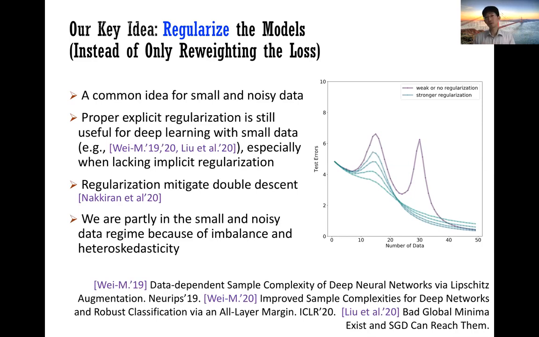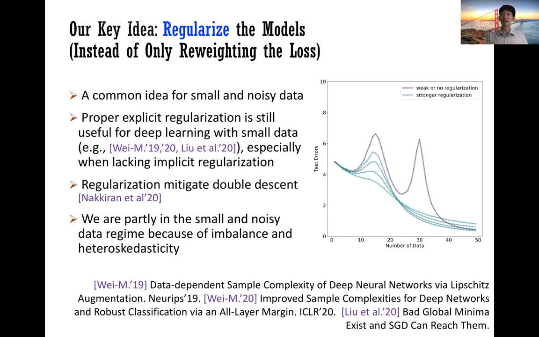And also, maybe you are asking, I have a lot of data, right? I care about vision applications. I do have a lot of data. Why do I have to care about regularization and small and noisy data? So I think the answer here is that even though we have a lot of data in many cases, right? So this dataset, ImageNet, is actually pretty big. There are like 1 million examples. However, still, partly we're in a noisy and small dataset regime just because of the imbalance and heteroskedasticity, right?